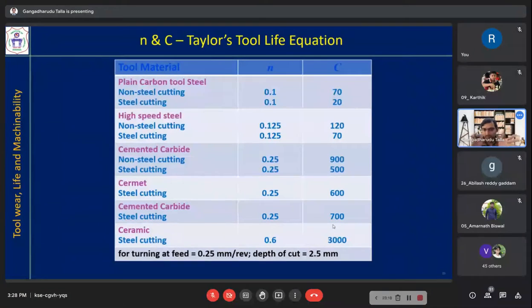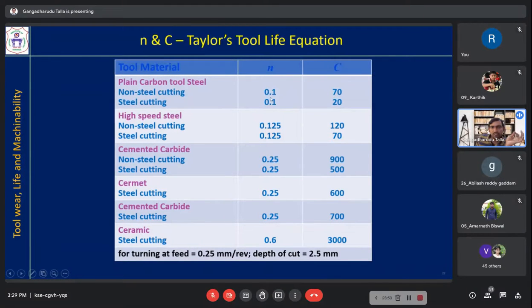Just observe, feed is 0.25 mm per revolution, depth of cut 2.5. Generally, feed is less and depth of cut is more, more or less a 5 times relation. It is not always true, but generally 5 times the feed value will give you the value of depth of cut for a good machining process. But we can choose our feed and depth of cut, we can vary. So that is one observation just on this table.